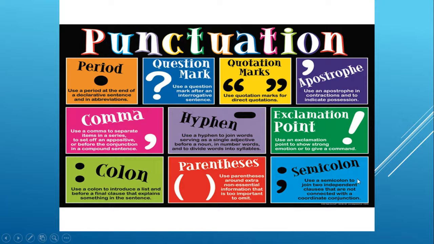A semicolon divides two independent clauses that are not connected with a conjunction. Okay, here you can say, the dog bit Mary; however, she did not get sick. Okay. I'm using two separate sentences and uniting them together.